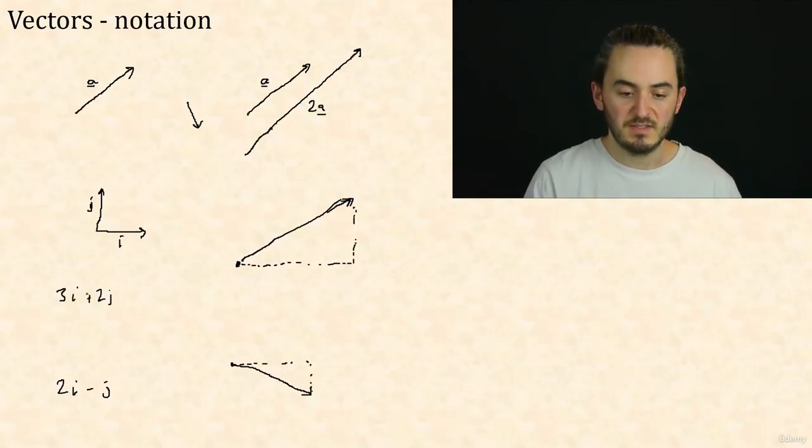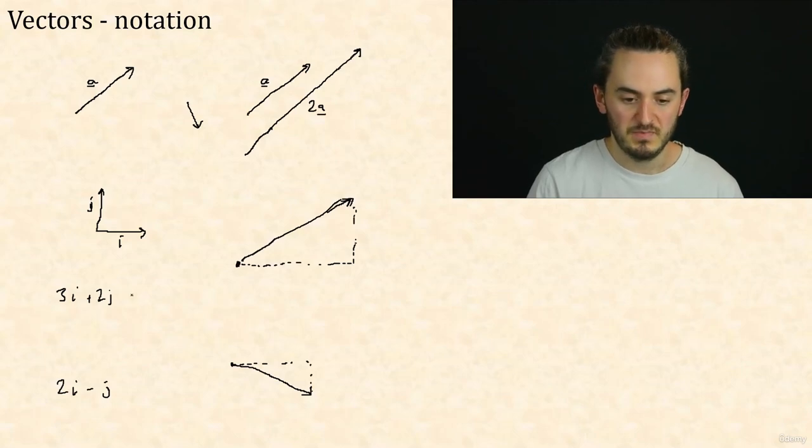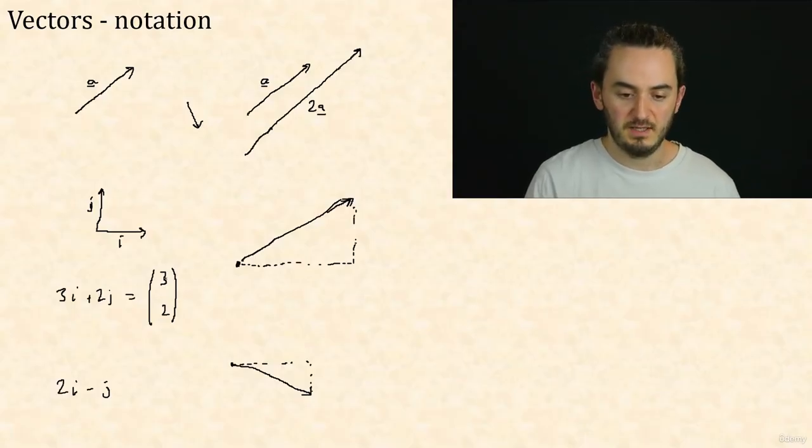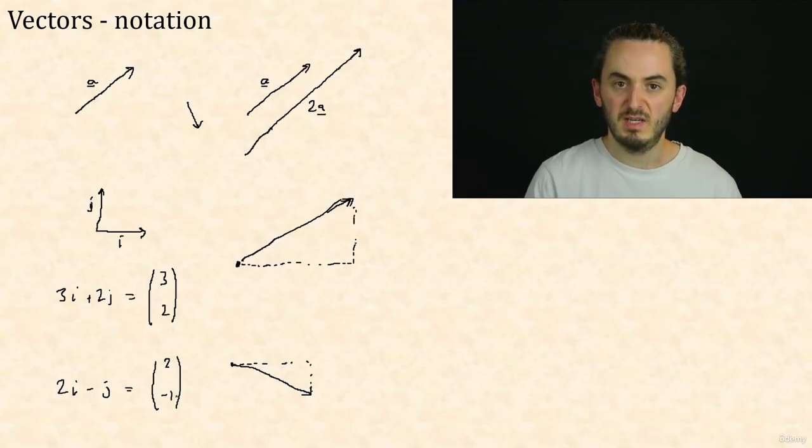You'll sometimes see vectors written in column vector form. So column vectors would be representing this. We would do it like this, 3, 2. When you see a vertical bracket like that, that's a column vector. The number on the top represents the i direction. The number at the bottom represents the j direction. This one would be 2, minus 1. So it's maybe a little bit more efficient because you don't need to write the i and j, but you do need to write the brackets.